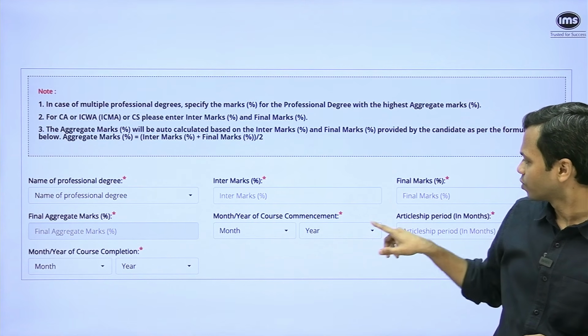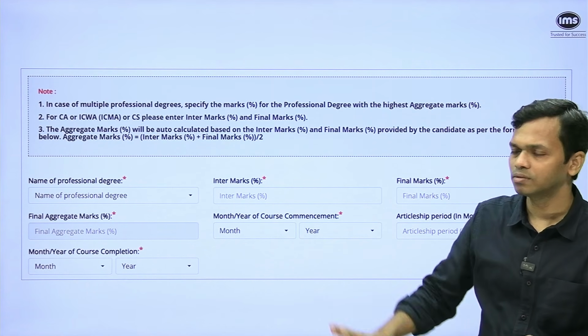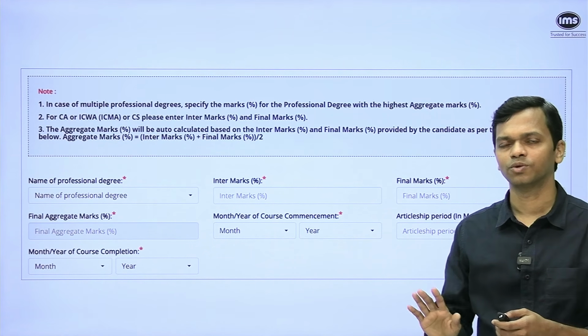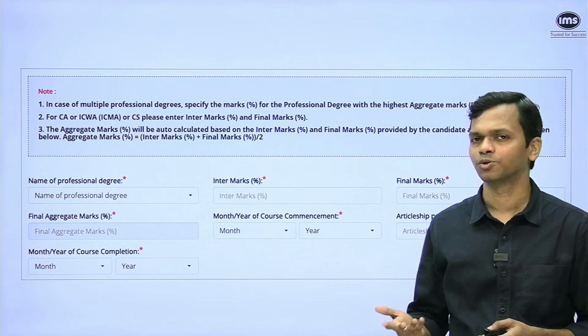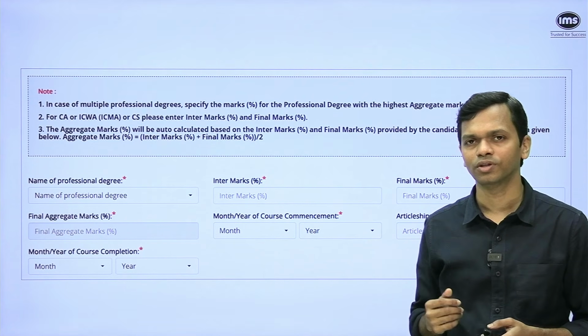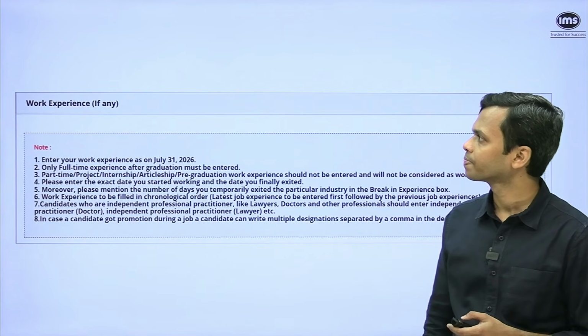The month and year of commencement, articleship period, and course completion. Okay, so whatever data you have, you can fill it. If you don't have a professional qualification, this is not applicable to you. You can simply select no for that question and then move on.